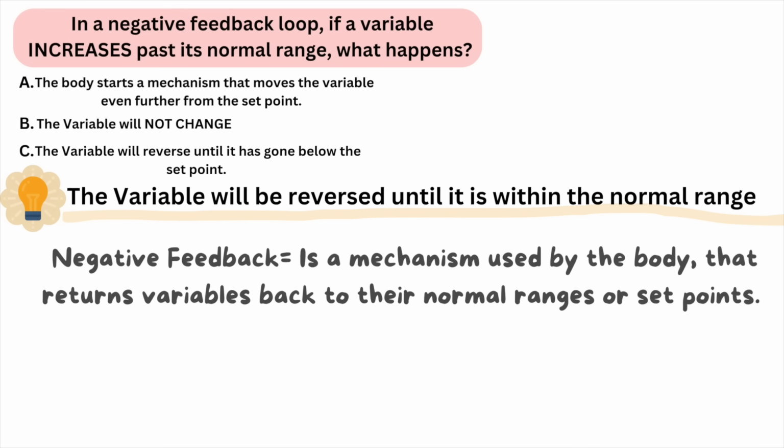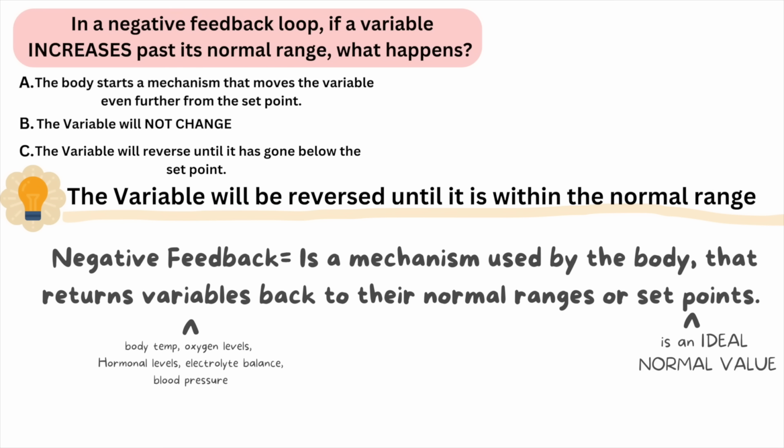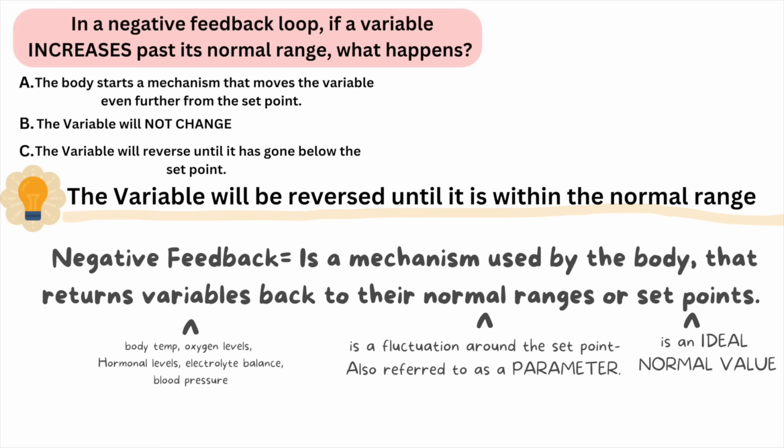So first off, let's make sure we know what negative feedback is. Negative feedback is a mechanism used by the body that returns variables back to their normal ranges or set points. Variables are referring to things such as body temperature, oxygen level, hormonal levels, electrolyte levels, and blood pressure, just to name a few. Set point is referring to an ideal normal value, and normal range is a fluctuation around the set point. Normal range is also referred to as the parameter. So it is important that you know set point and normal range are not the same thing.